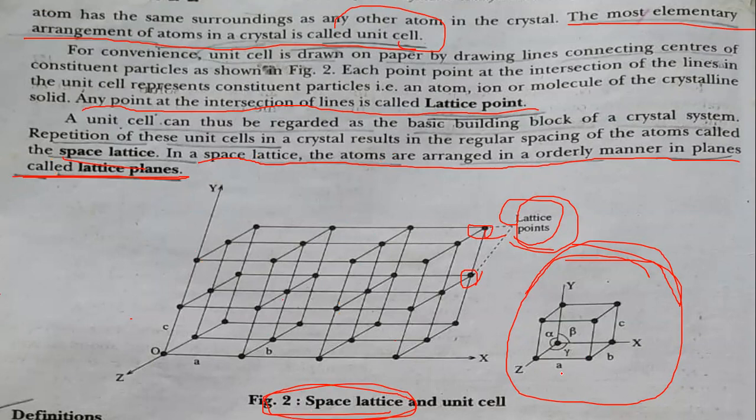If you keep thousands of bricks at a place, all the bricks together are called a space lattice, but a single brick is called a unit cell. So in the space lattice, atoms are arranged in an orderly manner in a plane called a lattice plane. That plane is called a lattice plane, and that is very important for further study.